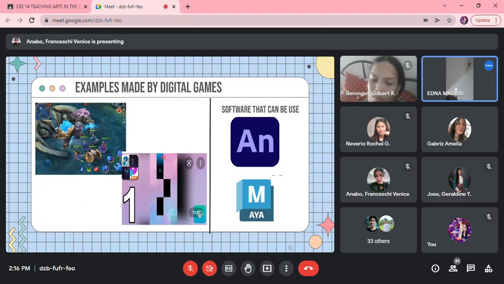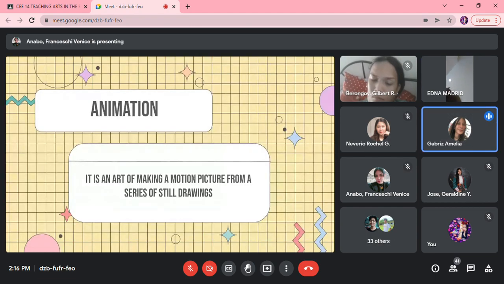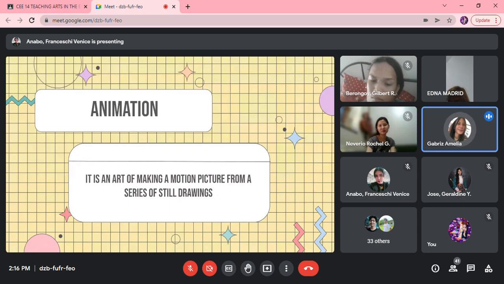Then, next po. Next but not the least, the animation. It's an art of making a motion picture from a series of stick drawing. So, animation is a form of digital art. Nag-focus sa drawing, moving images, sa mga characters. So, dito po sa animation, kapag gumagawa po tayo ng animation, makikita po natin siya kadalasan sa mga movies and film.